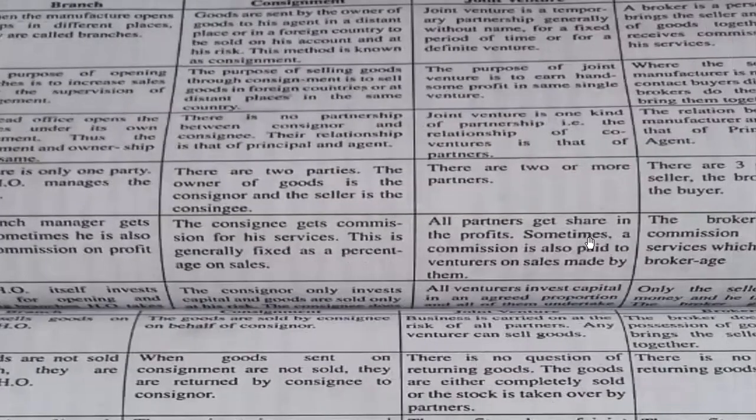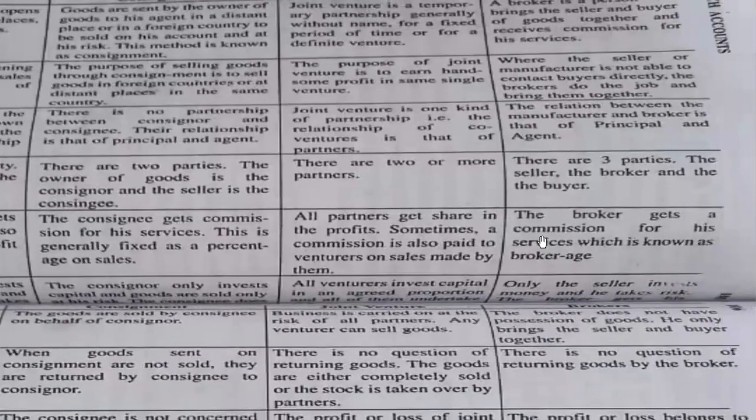All partners get share in the profit. Sometimes a commission is also paid to the venturers on sales made by them. Mostly the partners receive the profit. If any partner is doing more, then they will get the commission as well. The broker gets commission for his service, which is known as brokerage.